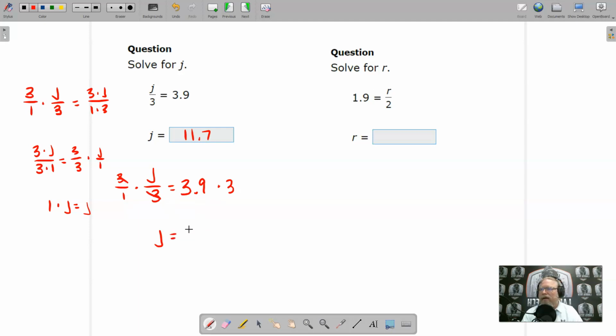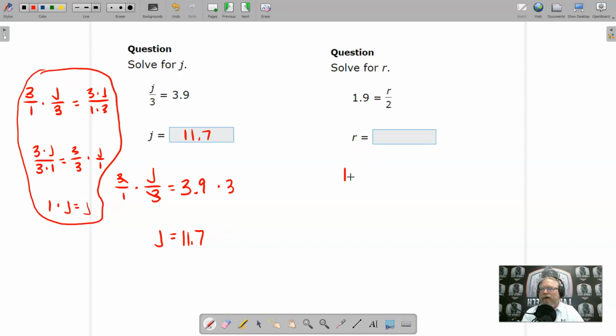And then again, 3.9 times 3 is going to be 11.7. So if you're wondering how is it that the 3's cancel each other in the numerator, whatever the numerator is, just pops out down here by itself, it's because of all of this stuff that's going on over here.